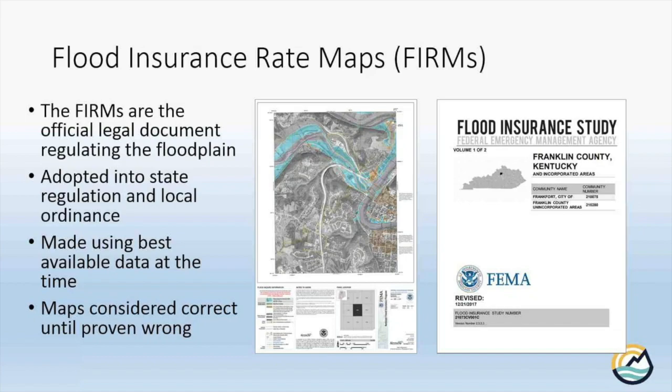When they're put together, they're made using the best available data at the time. Like I said, we try to make them as accurate as we can because we want to make sure we're conveying good information to people, trying to put good information in their hands. And because they're incorporated into regulation and ordinance, and because they are the official legal documents, they're considered correct until you prove them wrong. So if you disagree with the maps, it doesn't matter. The maps are what they are. We have to use them. We have to regulate by them.